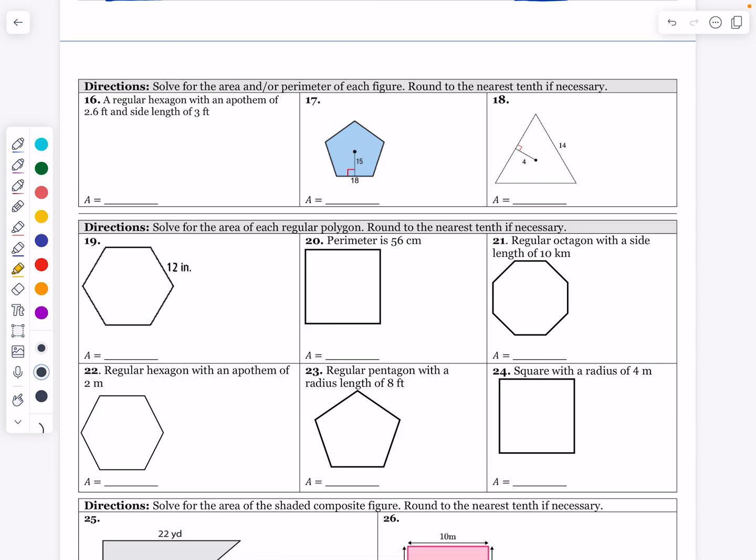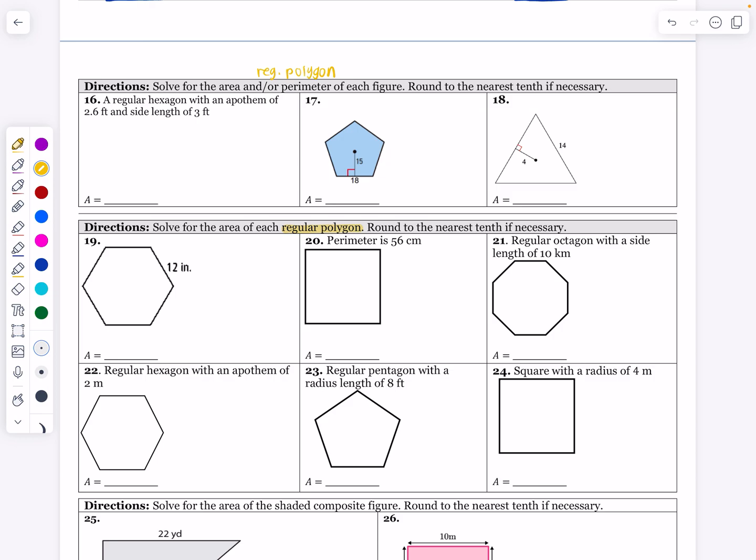All right, the next set of directions says to solve for the area and or perimeter of the figure, round to the nearest tenth if necessary. And on these problems, it really should tell you as well on 16, 17, and 18 that these are going to be regular polygons. So I'm going to just make a note of that. These are going to be regular polygons in 16, 17, and 18. It tells you that in 16. It just doesn't mention it in the other ones.